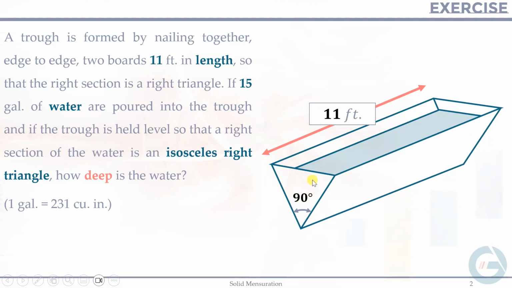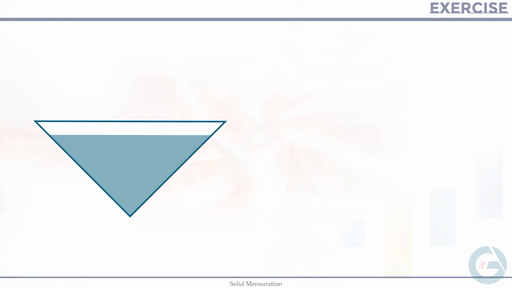So first we need to analyze this base, the right triangle. This is the base of the prism, given that this is 90 degrees. And this is what the problem asks, the height of the water. So let's label this as W, and let's remove the trough. Let's focus on the area of the water.